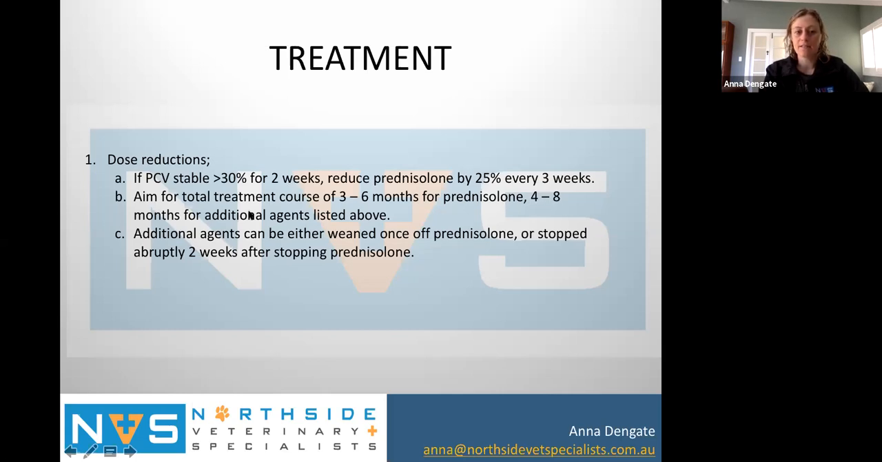And 4 to 8 months for azathioprine, cyclosporin, or mycophenolate is needed. There's not a consensus amongst the specialists who wrote the consensus statement on whether you should wean cyclosporin, mycophenolate, or azathioprine, or whether you can just stop cold turkey. Some specialists stopped, some weaned, and they just said, do whatever you want, essentially. But make sure you don't do it at the same time as stopping prednisolone completely. So stop the prednisolone and then 2 weeks later look at stopping the other agents if everything stayed stable.